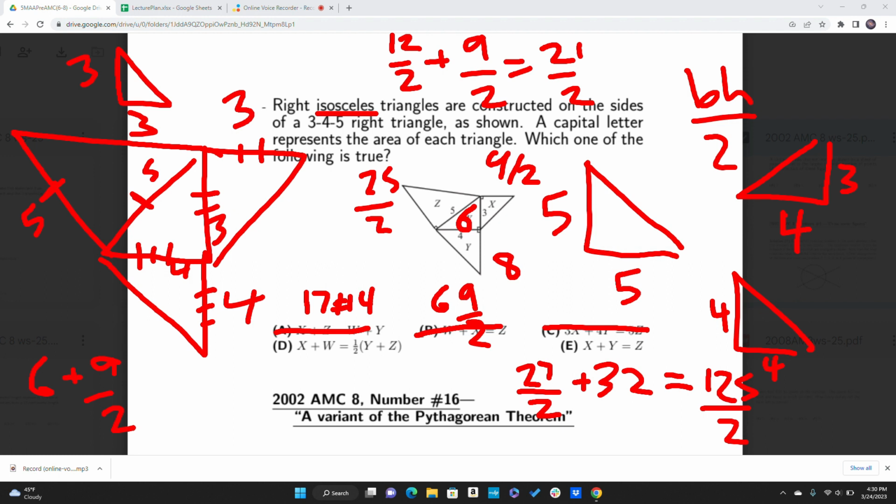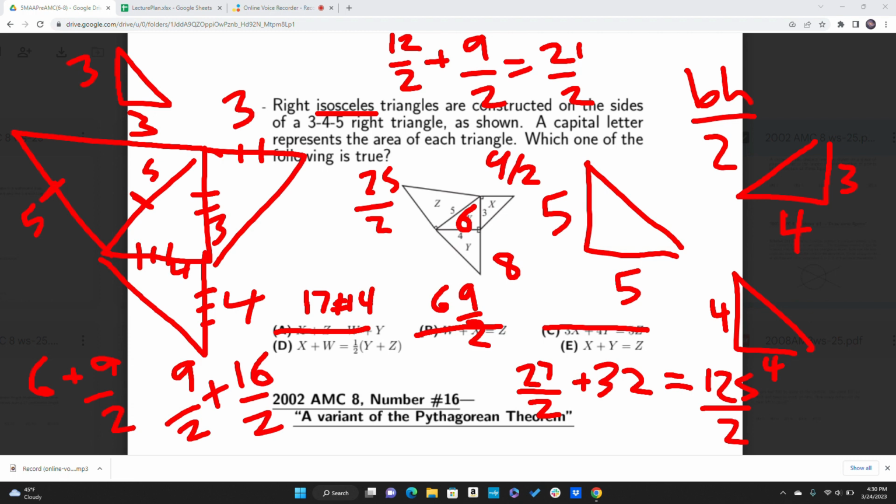All right, looking at our last two equations, I think E looks like it'd be easier to try out. So why don't we try E? X plus Y equals Z. So we know X is 9 over 2, plus 8. 8 is the same as 16 over 2. So we want to find if 9 over 2 plus 16 over 2 equals Z, which is 25 over 2.